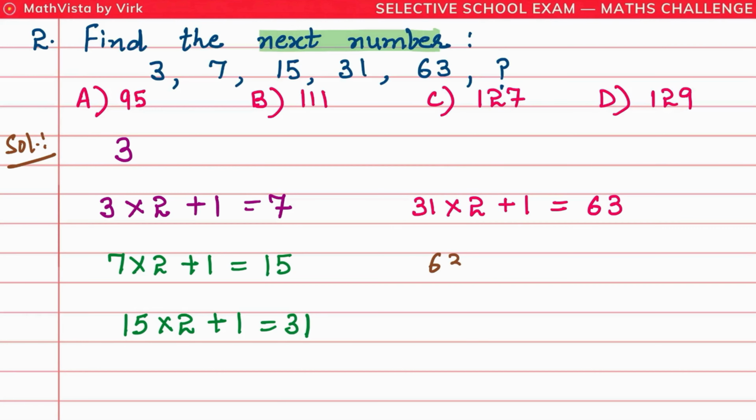And for getting our answer, now we need to repeat it one more time. So, 63 times 2, that is 126 plus 1, we get 127. Clearly we can see in the options, the answer is there, that is option C, 127.